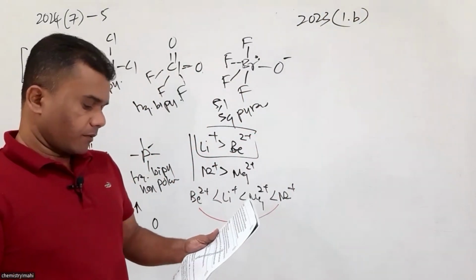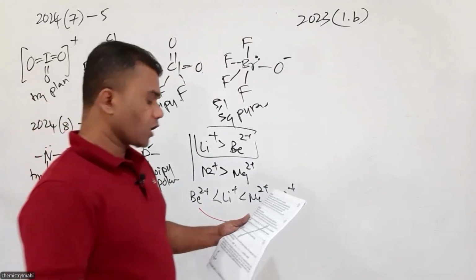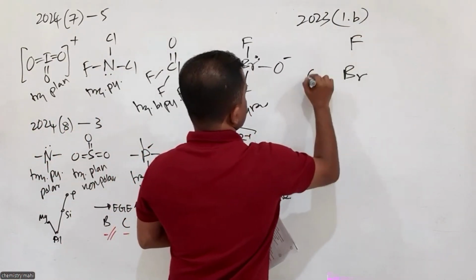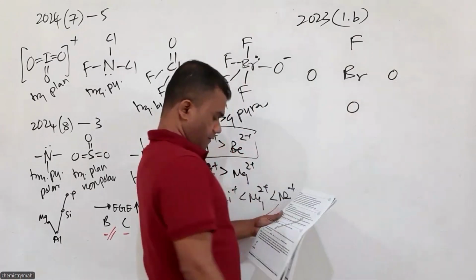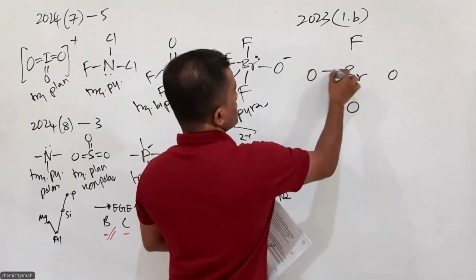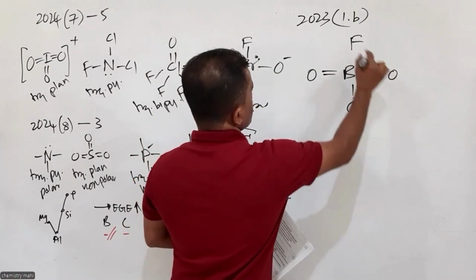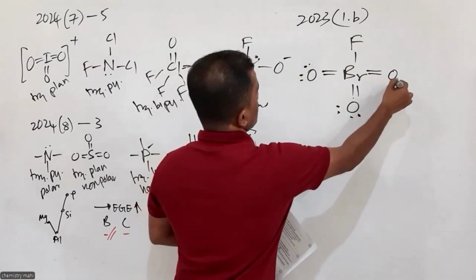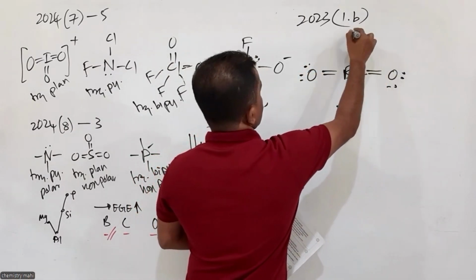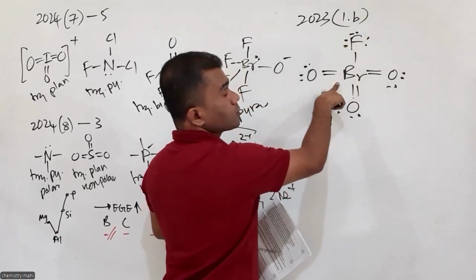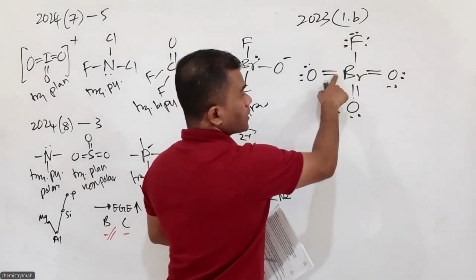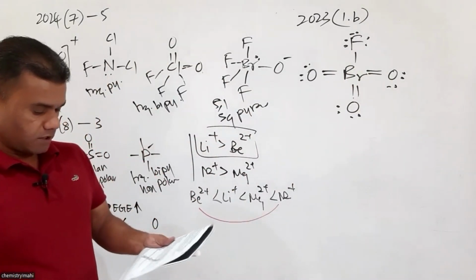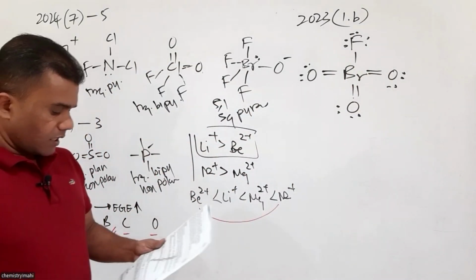Draw the most acceptable Lewis structure for FBrO3. The central atom should be Br, the least electronegative atom. For FBrO3, oxygen double bonded, fluorine single bonded. Then complete the valence electrons. Then don't forget to check the central atom: 1, 2, 3, 4, 5, 6, 7 already, no more. That's the most acceptable stable one.